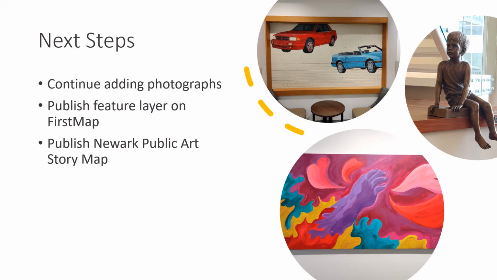As we wrap up this project, we will publish the feature layer of the artworks to Delaware First Map and publish the story map to our website and our story map gallery. Going forward, we will also continue to add photos. This can be done even after the story map is published. Hopefully, the story map will encourage other communities in Delaware and even elsewhere to inventory their public art and find creative ways like story maps to promote this art and their placemaking efforts to the public.